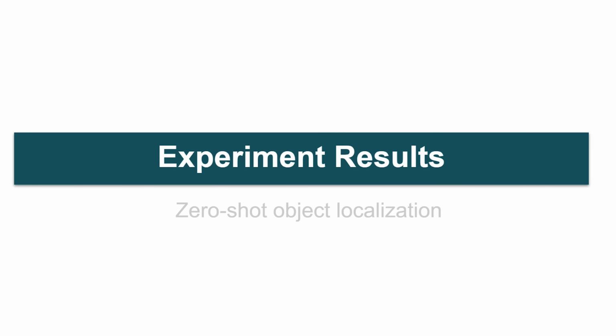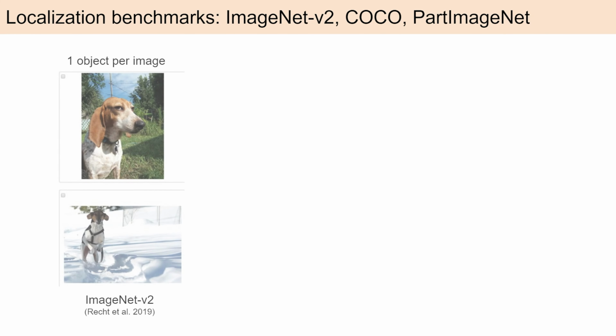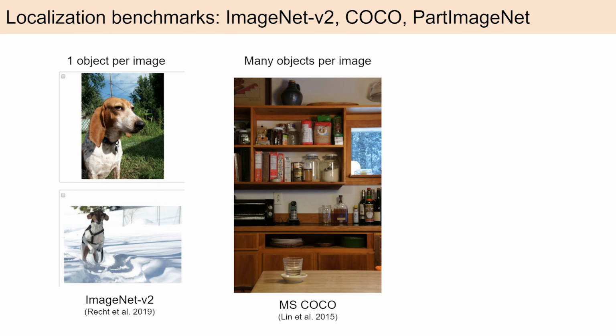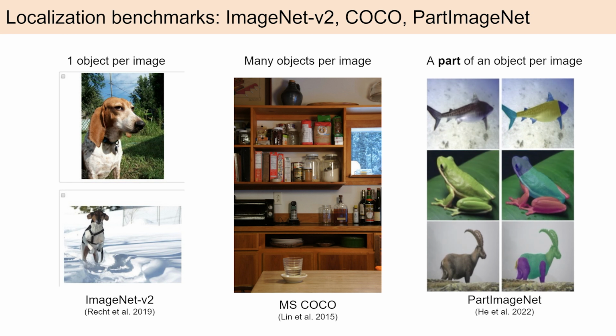We test our method on zero-shot object localization using CLIP on 3 different datasets: ImageNet v2, Microsoft COCO, and PartImageNet. Like ImageNet, ImageNet v2 often contains one single object per image. In contrast, COCO images often include multiple objects of different sizes at various locations, which makes localization more challenging. PartImageNet is a fine-grained version of ImageNet, where object parts are labeled. So the task requires fine-grained localization of, for instance, the fish tail or the fox legs.